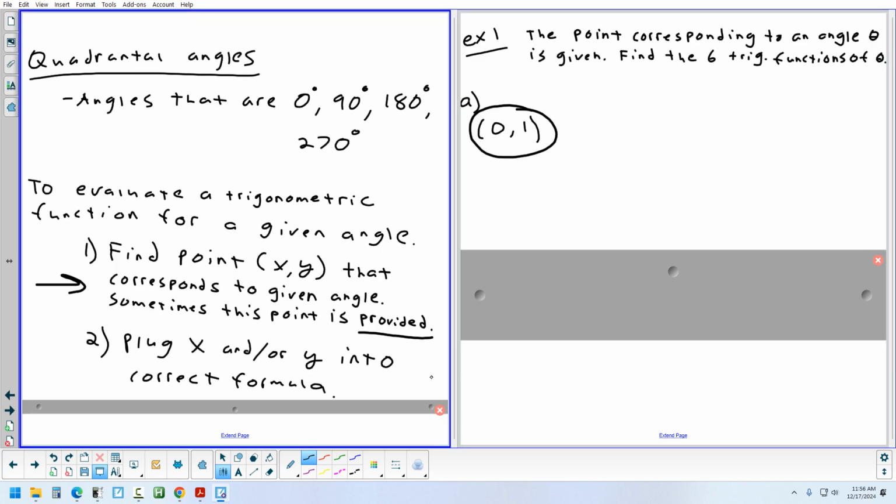Does everybody have the left side? I just want to delete that so I can bring the formulas back next to it.